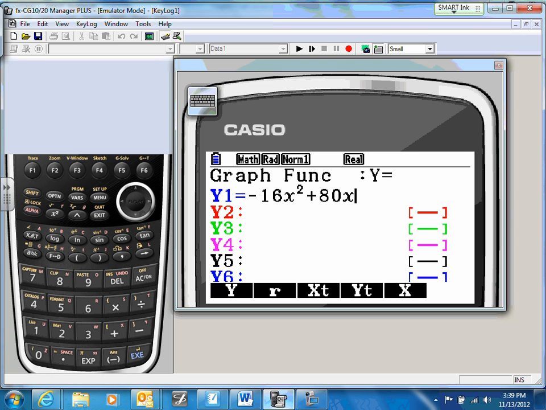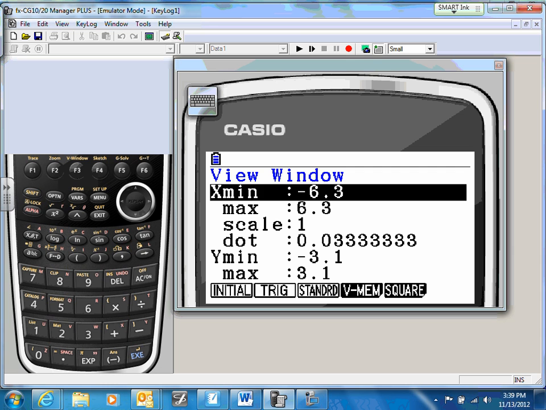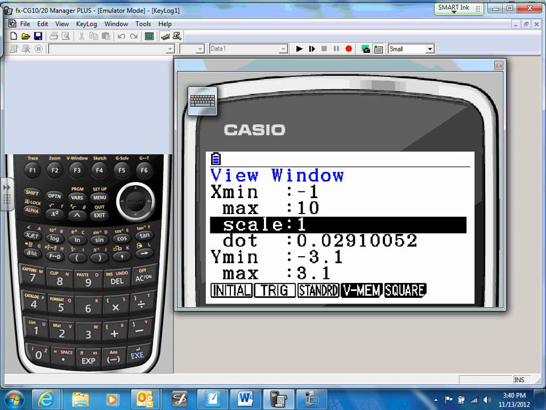So let's go to our calculator. Here's the equation. I'm going to graph it. Now, notice it only shows this. So I need just the first quadrant. So I'm going to go to my window. Since it's the first quadrant, I need this to be -1. Now, it's a rocket, so I already saw where it lands. So let's just make that a 10, and we're going to count by ones.